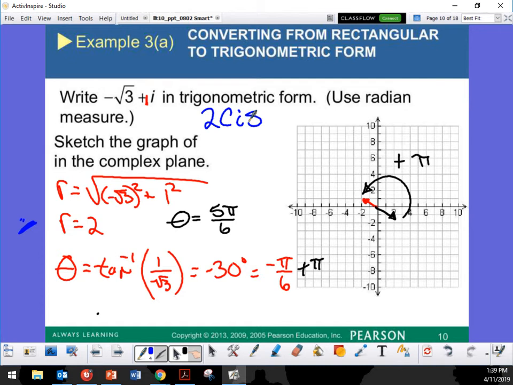Remember, in red is where it's at. In red it's where it's supposed to be, but when I did it in the calculator, it came out over here. This is negative 30 over here, isn't it? And to get it to where it's supposed to be, I had to add pi. Because of where this ends up, I added pi, so my new angle has to be 5 pi over 6.